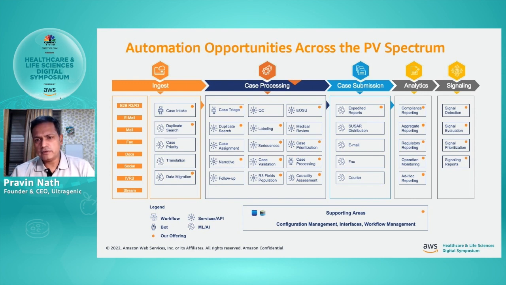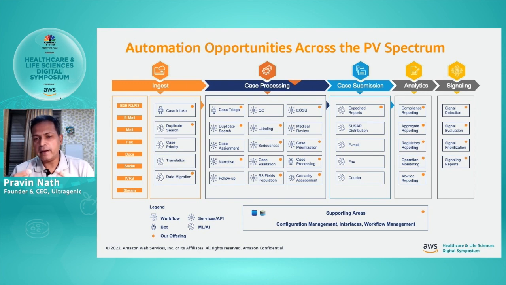And then you have to use the analytics and signaling pieces, where there's a number of compliance oriented reporting that needs to happen, and that reporting is largely in two sections. One is expedited, which is you get a case, you report it within a certain time frame. The other is more aggregate, where you consolidate a number of cases over a period of time and report in an aggregated fashion, and that's the aggregate reporting piece, which we deal with.